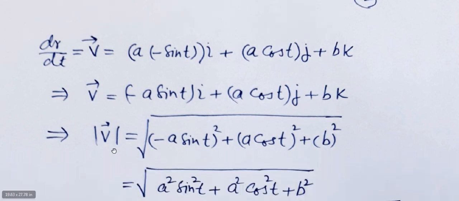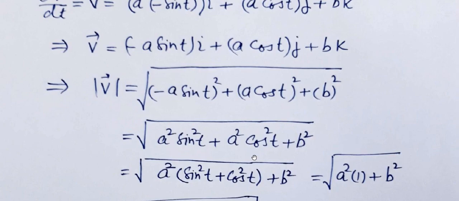Now I can find the magnitude of this velocity vector. I already know how to find the magnitude: it is v1 square plus v2 square plus v3 square, and then square root. So here your v1 is this, v2 is this, and v3 is this. So we write minus a sine t whole square plus a cosine t whole square plus b square.